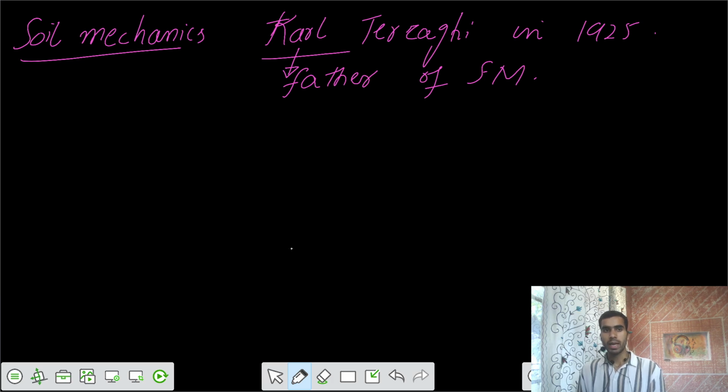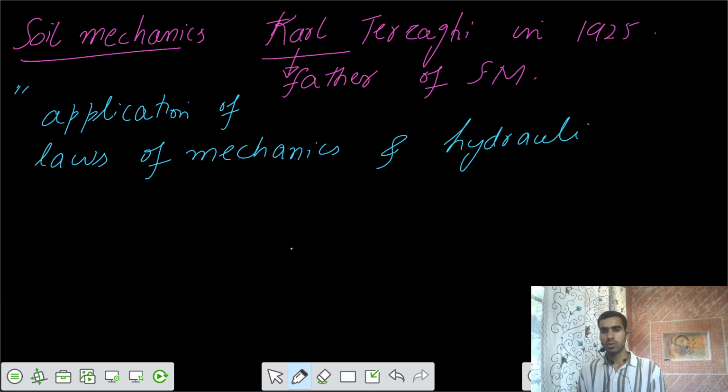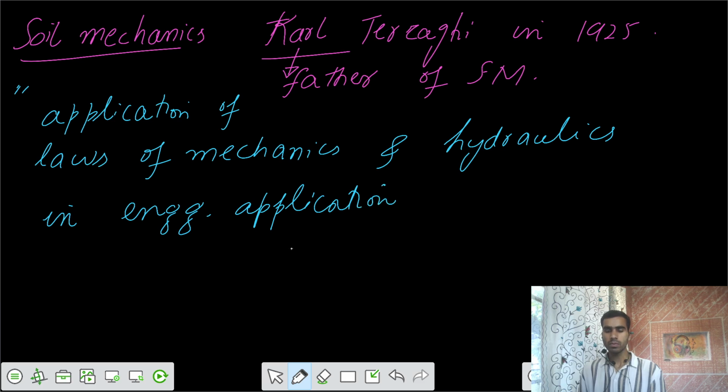So your soil mechanics, it's defined as the application of laws of mechanics. We have laws of mechanics, and we have hydraulics, and the laws of hydraulics. Those laws of mechanics and hydraulics are to be applied for the engineering application of soil.